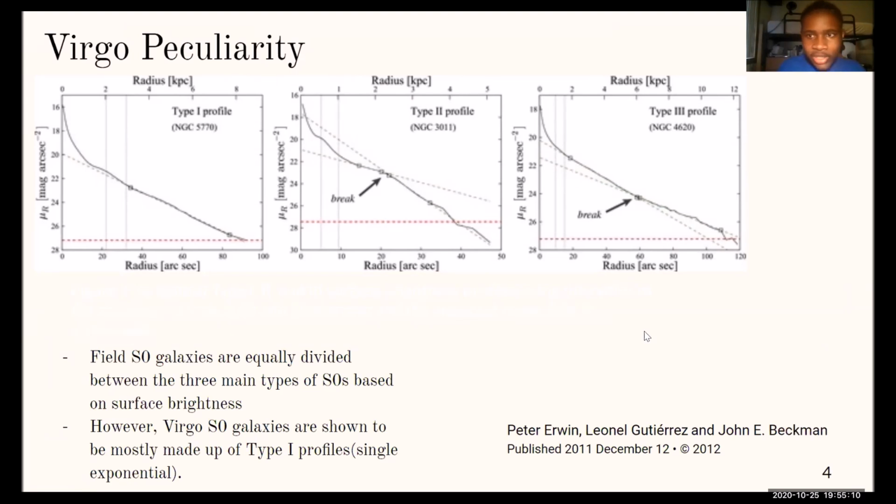In this study, field lenticular galaxies, lenticular galaxies outside the cluster, were equally divided between the three main types based on surface brightness. However, in the Virgo supercluster, the galaxies are mostly made up of type 1 profiles, mostly galaxies where there's just a gradual decrease of surface brightness going out to their outskirts. These scientists wanted to find out the reasoning behind it, and that's what Ralph and I were trying to figure out, basically continuing these scientists' research.